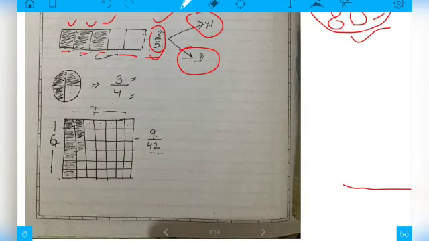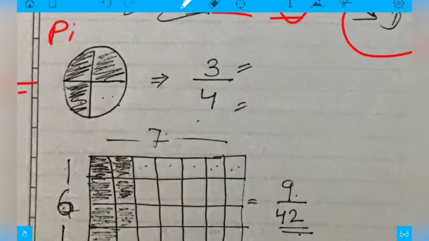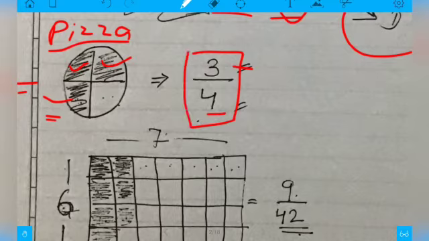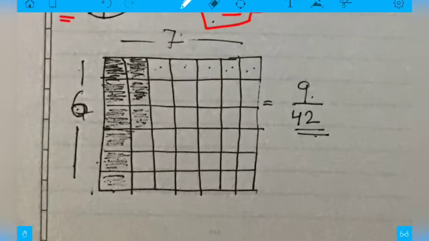Now this is another diagram you will see over here. There is a pizza, and it has 4 parts, out of which 3 parts you have eaten. So the fraction of the eaten parts will be 3 by 4. This is the numerator, and the number written below is the denominator.